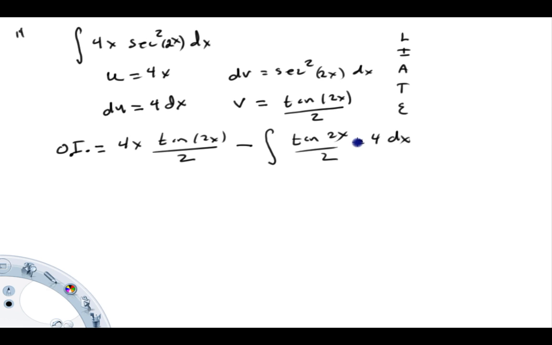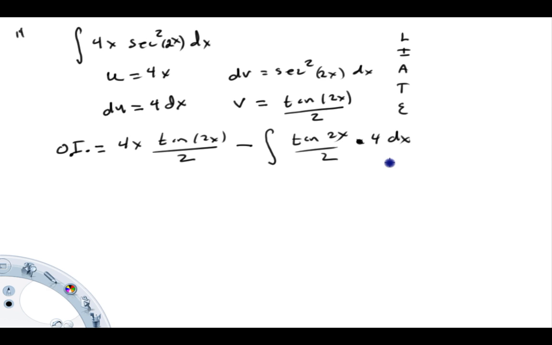I'm just going to look this line over and make sure it's right. So our integral is going to equal this product, uv, minus the integral of v du, which is tangent of 2x over 2 times 4 dx. Now, you notice we got another integral to work out, and that's okay. That's quite common.